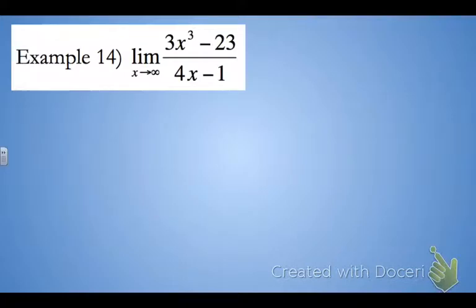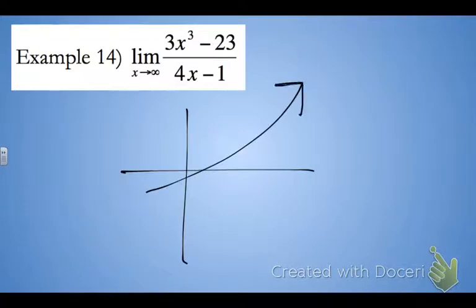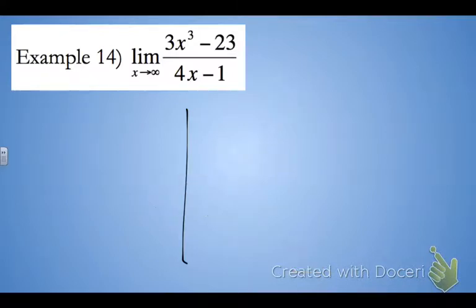Let's try this example. We have x cubed in the numerator and we have x in the denominator. Therefore, the degree of the numerator is greater than the degree of the denominator. So what that means is that there is no horizontal asymptote. So our function either goes up forever or it goes down forever. So that's really all we need to figure out. As we go towards positive infinity, are we following the limit up to positive infinity or down to negative infinity? So here's how you figure that out.